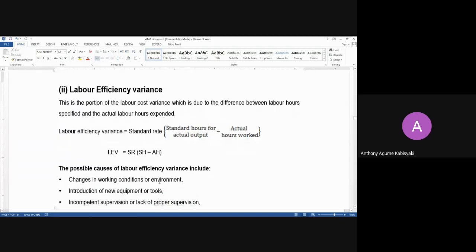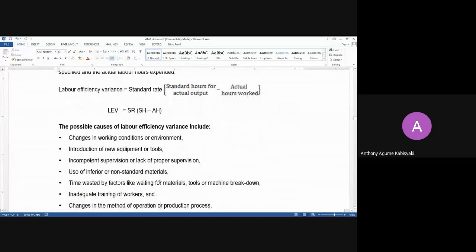So what are the possible causes of labor efficiency variance? With efficiency, we are looking at how efficiently you have utilized the time that is available. For example, if I have a carpentry workshop and I say that each chair you should take at least 1 hour to complete, and then you find that you have used more than that, then that means you are not efficient in whatever you're doing. You have used more time than the planned time.